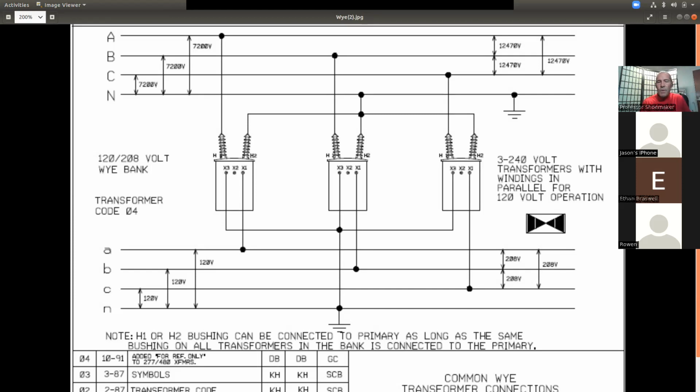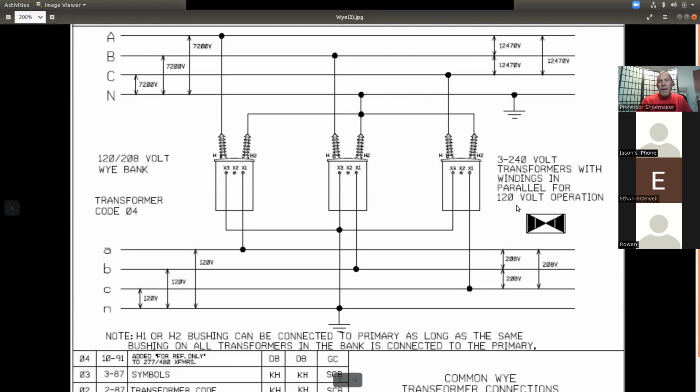A lot of your restaurants, Wendy's and McDonald's, they're all YY because they have a lot of single-phase loads inside, plus a lot of three-phase loads inside their refrigerators and their cookers and whatnot. So how many transformers are needed in a Y bank? Three. Okay. Open delta is the only bank that uses two.